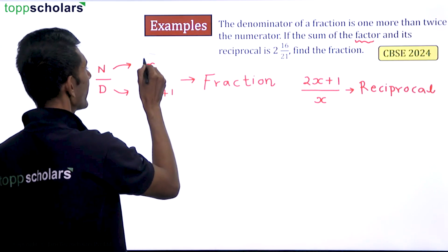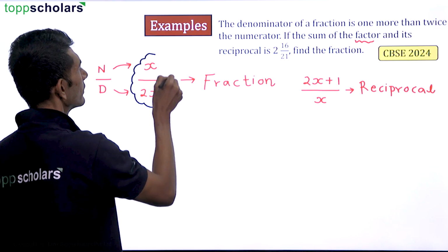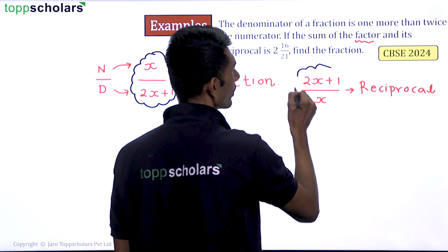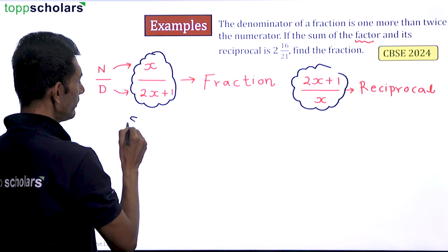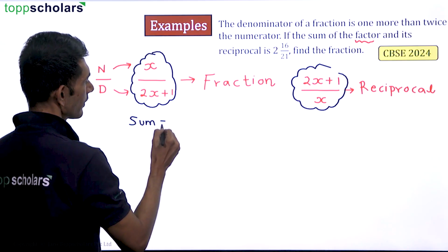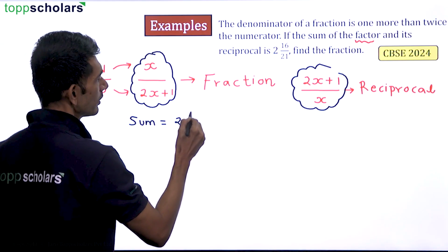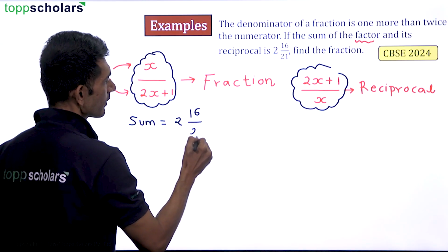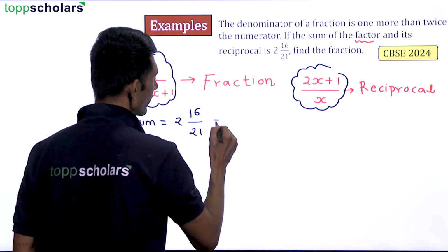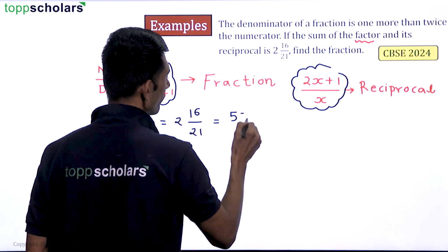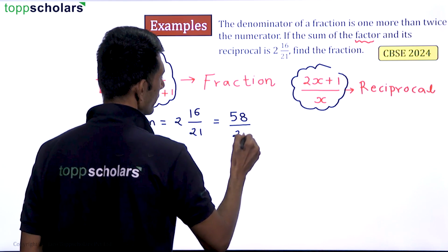Now see, this is a fraction. This is the reciprocal. Their sum is how much? The sum is 216 by 21. So 21 twos are 42. 42 plus 16 is 58. So that gives you 58 by 21.